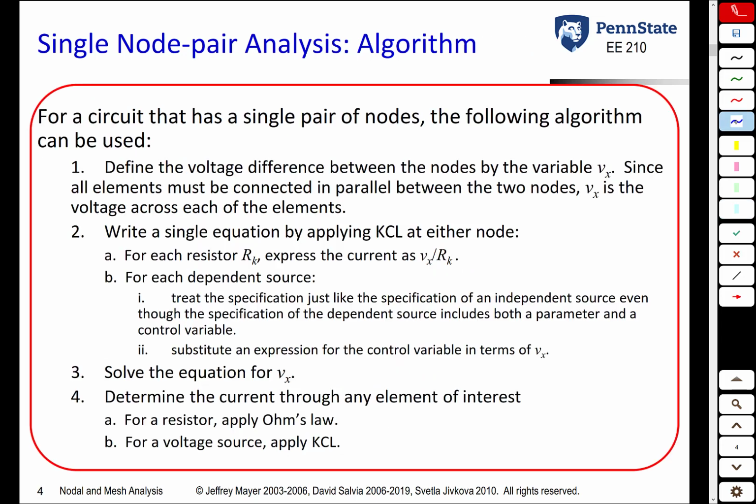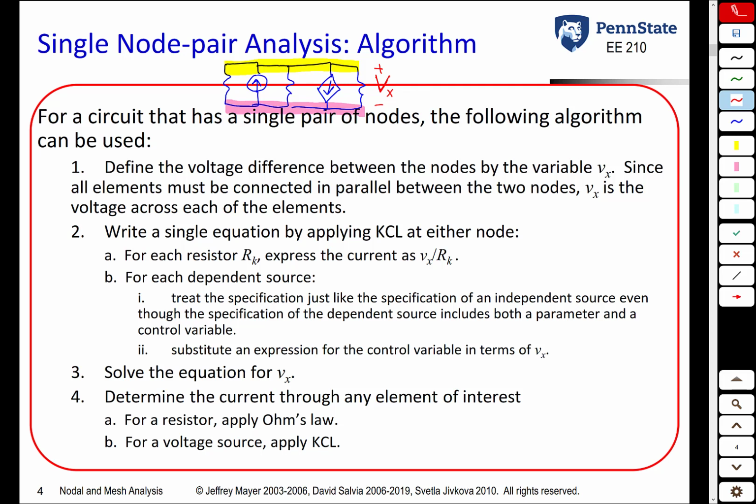So a single node pair circuit is one where all the components are in parallel. For example, you might have a resistor, an independent current source, maybe another resistor, maybe a dependent current source, and another resistor. But the idea here is you only have two nodes, one at the top, one at the bottom, and more importantly, you only have a single voltage variable, let's call it V sub x, the voltage difference between those two nodes. So here's the algorithm for solving single node pair circuits.